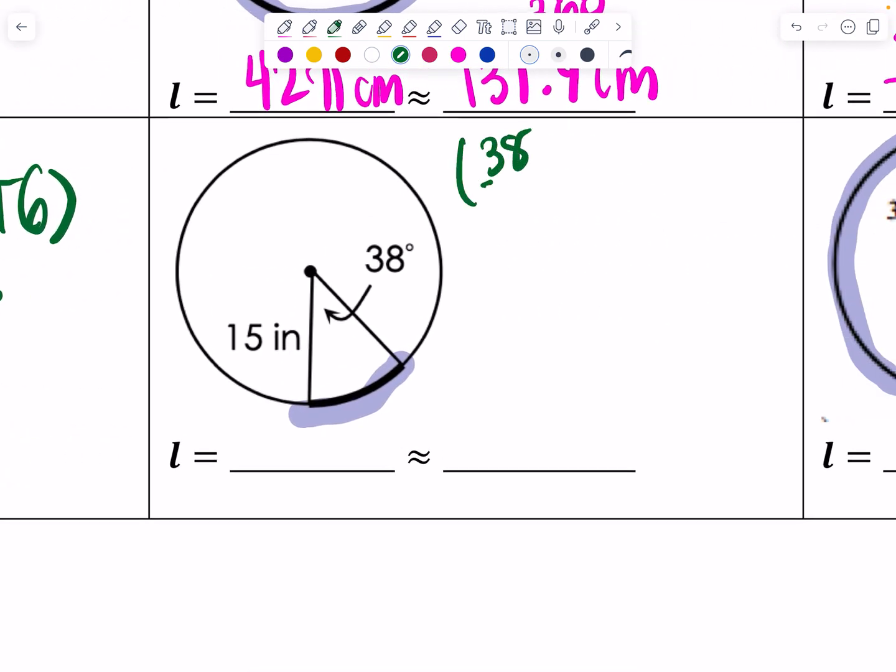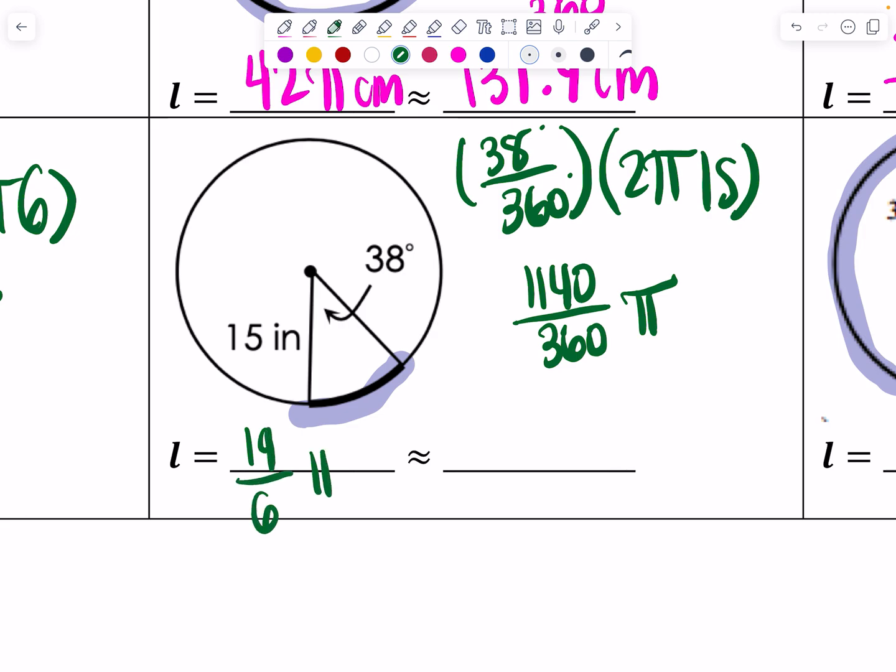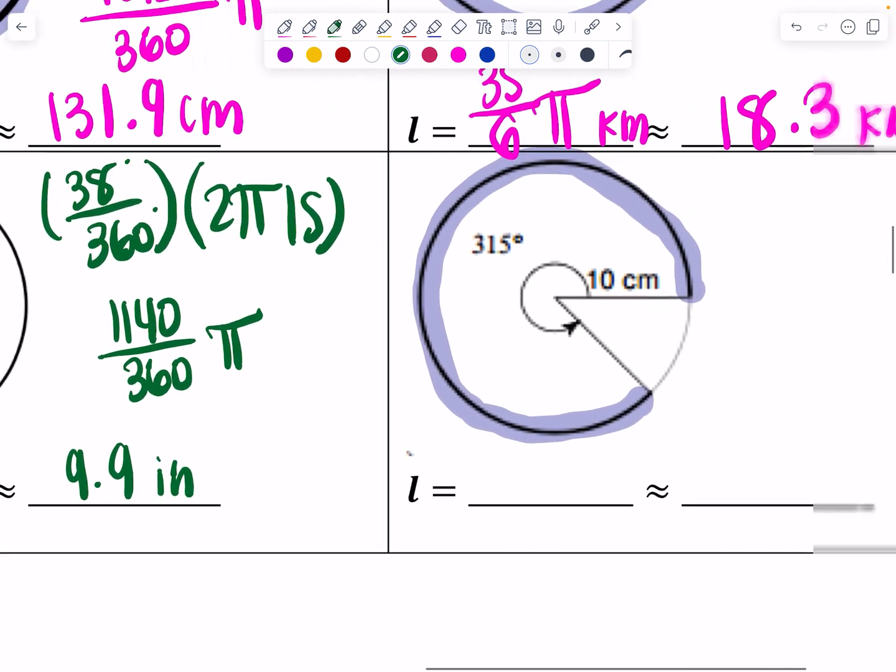Okay, 38 out of 360 degrees of 2 times pi times 15, that's my radius. 38 times 2 times 15 gives me 1140 over 360 pi. What is 1140 divided by 360? It is going to be, as a fraction, 19 over 6 pi. Whenever you do that times pi, you get about 9.9 inches. So we have our exact answer as well as our rounded answer.